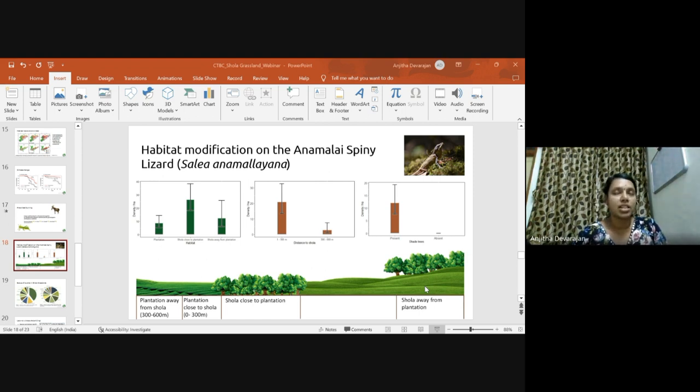So if there are tea plantations, finer level studies in a species, we can, using these studies, actually design the management of the landscape in a way that supports the survival of the particular species.